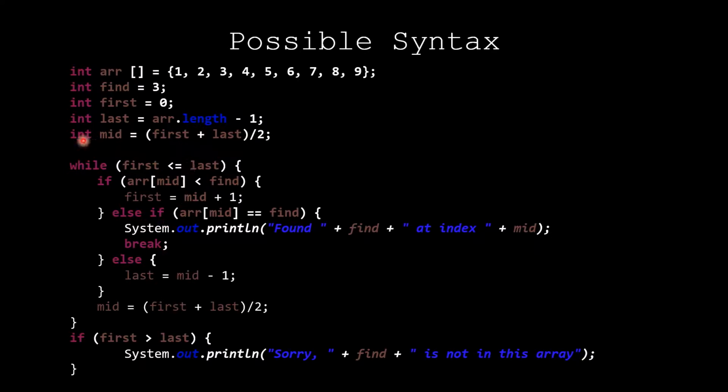Then once you exit the while loop, either if you found the value and you broke out, or if it wasn't in there and you couldn't meet the while condition anymore, then you reach this if statement: if first is greater than last, meaning that you didn't find it, then just print out saying, oh, sorry, we didn't find your value in this array. So let's try to program this.